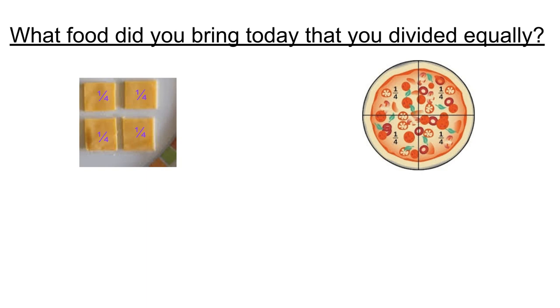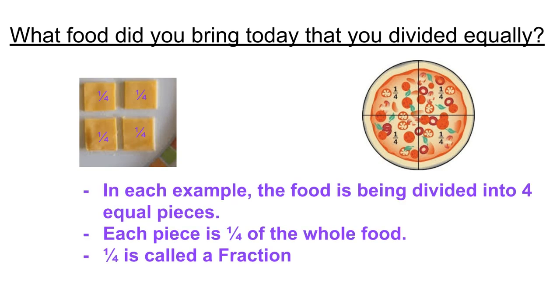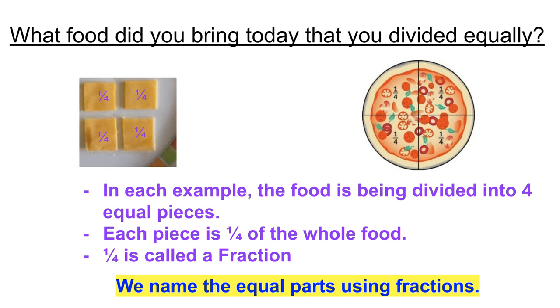Just like we labeled our pizza in the last video, the pizza that we divided into 4 equal pieces, we labeled each piece as 1/4 of the whole pizza. Okay, so in each of these examples, the food is being divided into 4 equal pieces. Each piece is 1/4 of the whole food. 1/4 is called a fraction. We name the equal parts using fractions.